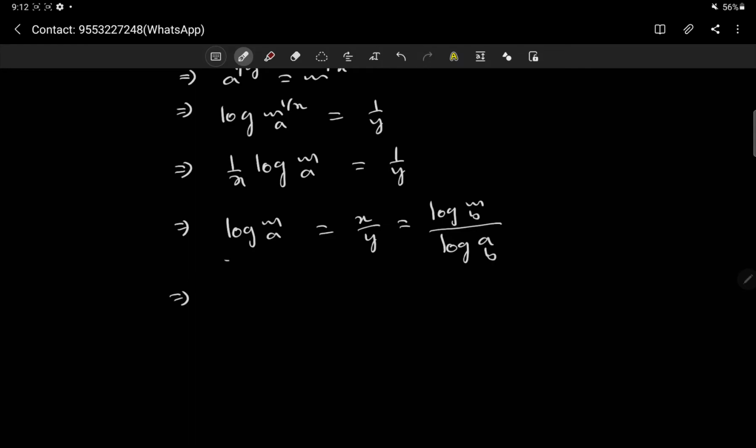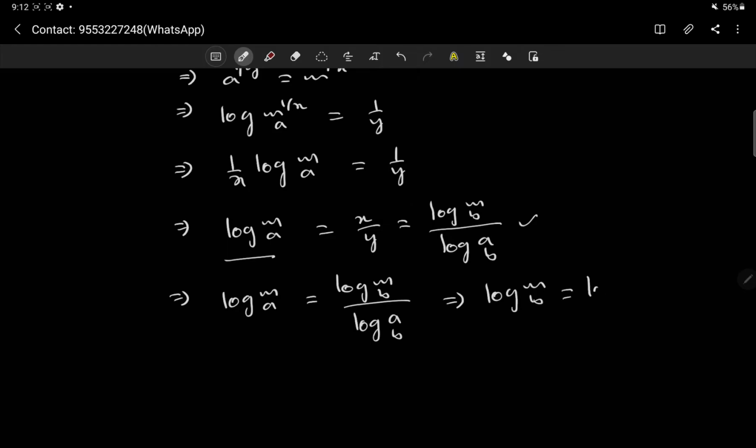From this, you see, equating this one and this fraction, we get log m base a is equal to log m base b divided by log a base b. This one only we needed to prove. So from this one only, what can we have? Log m base b can be taken as what? Sending the denominator to the other side, log a base b into log m base a.